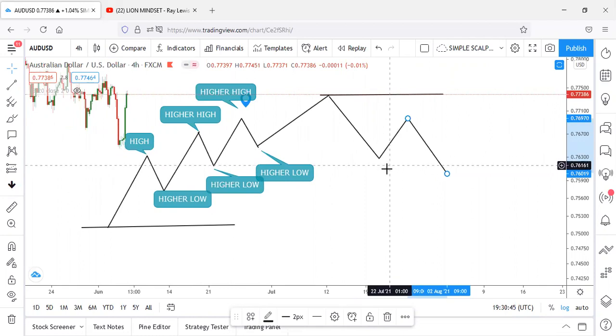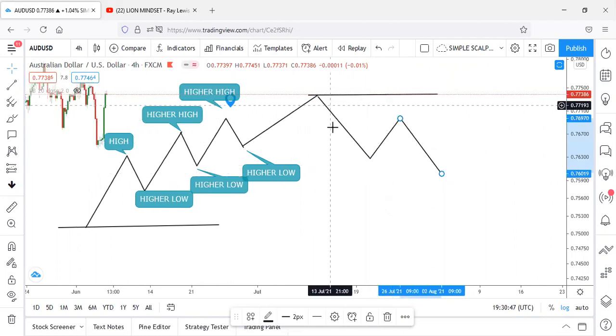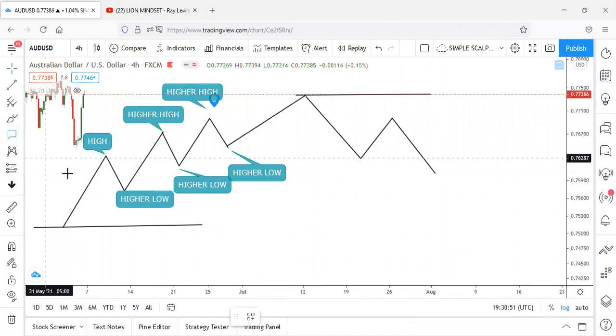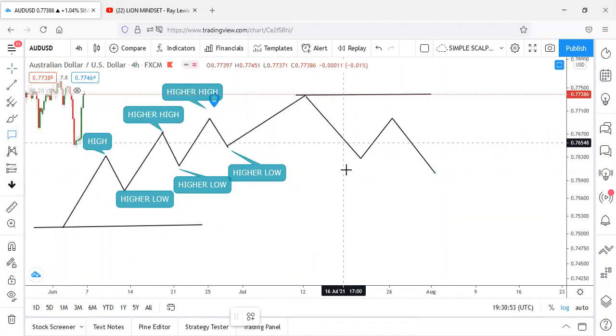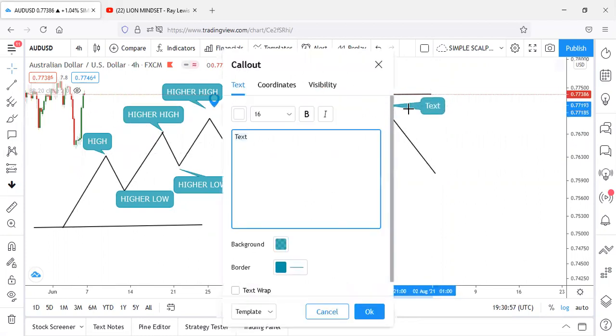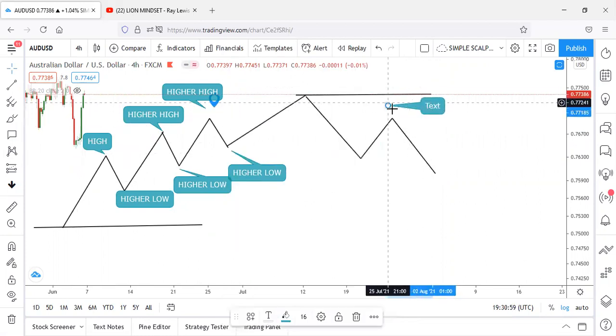I hope you understand. Now, once we have a structure like this, a three-wave move like this, that is when we want to say, okay, this is a lower high.